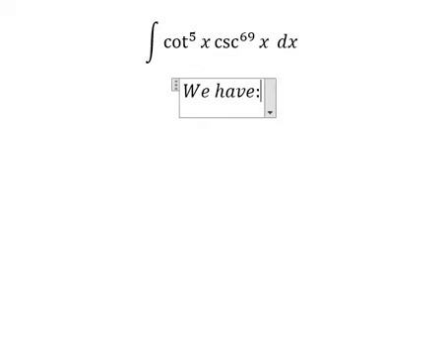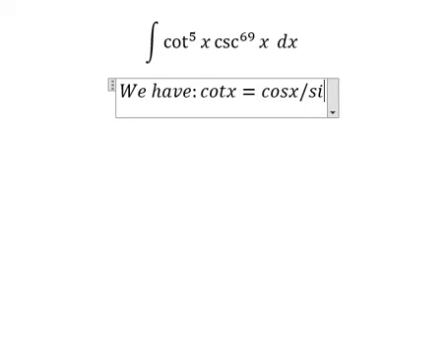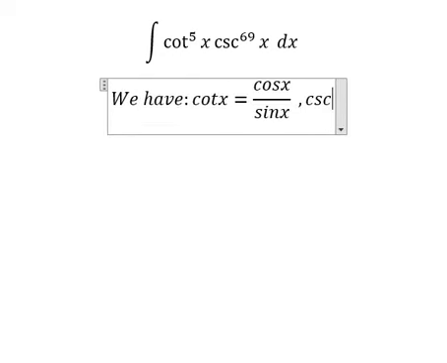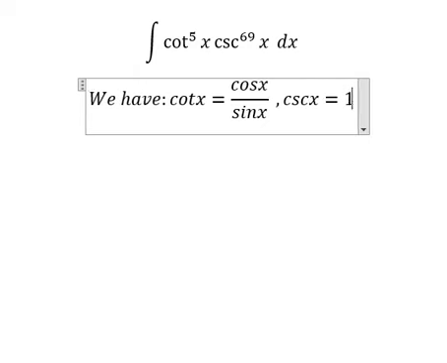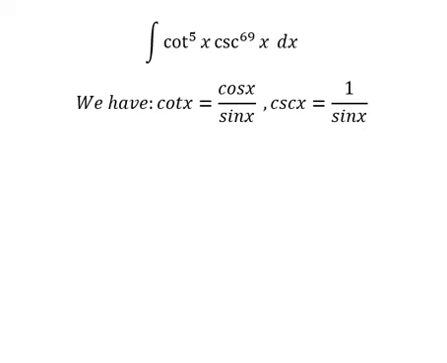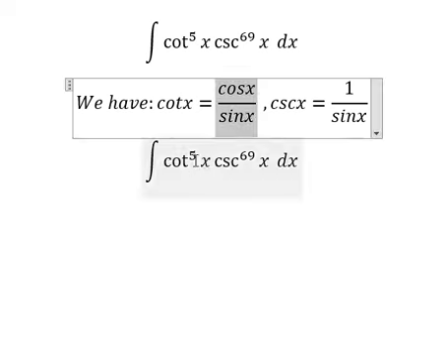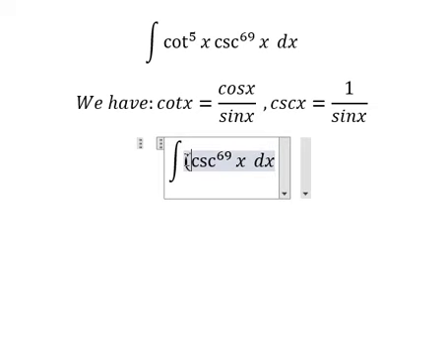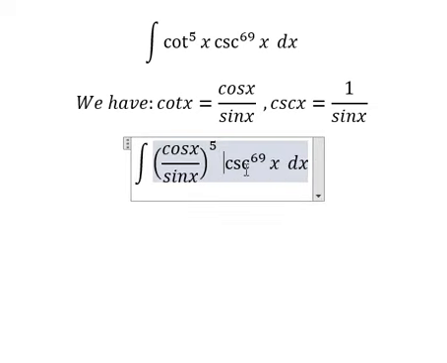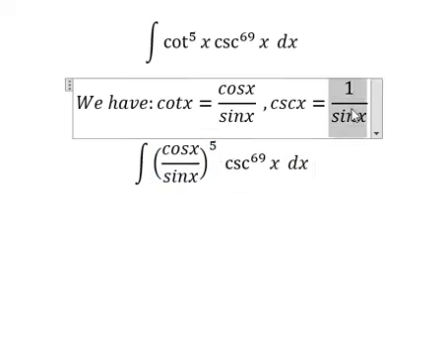We have the formula in here. Cosine x, that is about cosine x over sine x. Cosecant of x, that is about 1 over sine x. So this one we change for cosine x. This one we change for this one.